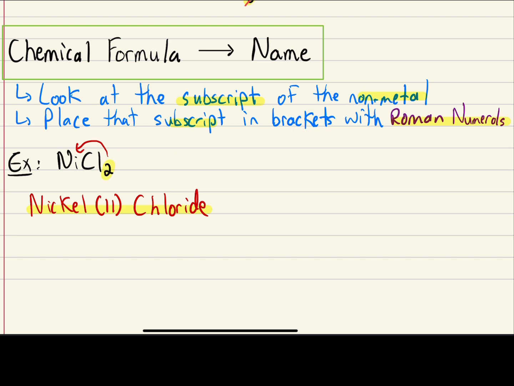Now let's see another example here, where we write, let's say, Pb(NO3)2. Again, the nonmetal would be this entire polyatomic ion here. So we're going to look to the subscript which is outside the bracket. Remember that the subscript inside doesn't ever change, so we don't regard it in this case. We're looking at what's outside the bracket, which in this case is the 2. So we know that it's lead. We take that subscript and we put 2 in brackets, and it's lead(II) nitrate.